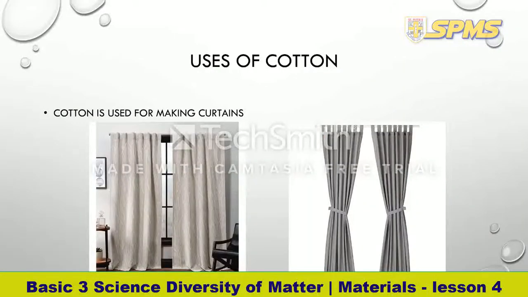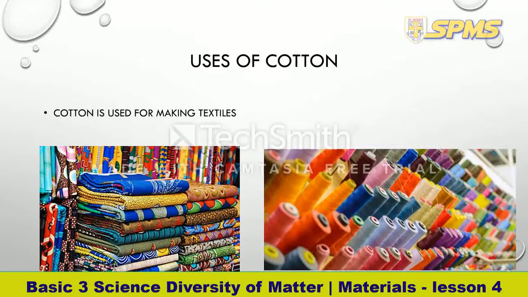Cotton is used for making textiles. Now look on your screen. You can see different varieties of textiles. Yes, the cloths we use. So we take this cloth to the seamstress or the tailor to sew our dresses for us. Yes, so these are different types of textiles we have.